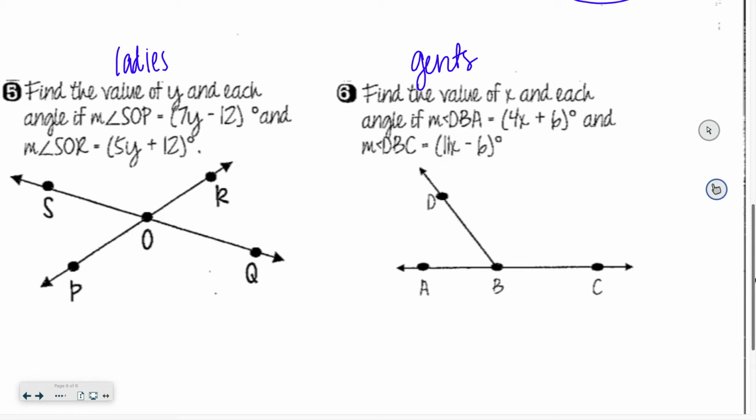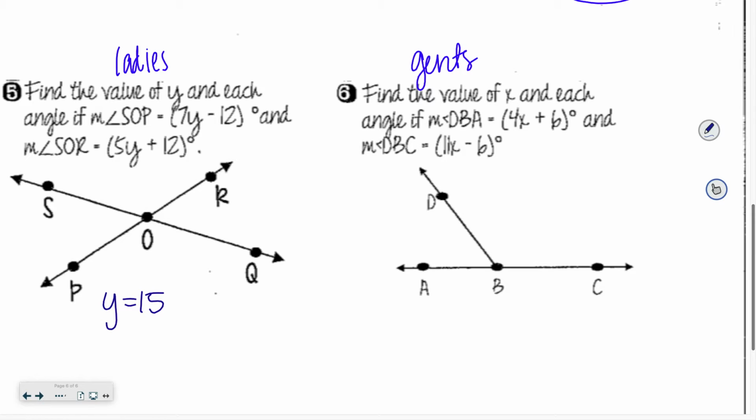You should just find the angle of each measure. You should have added them together and set them equal to 180. What do you get for Y? 15. Then you plug it back in. So let's plug it back in. This is definitely easier.